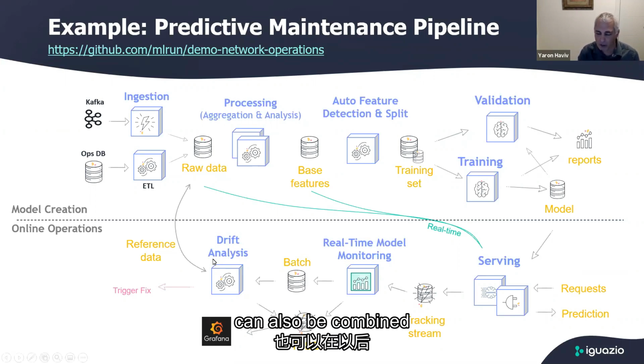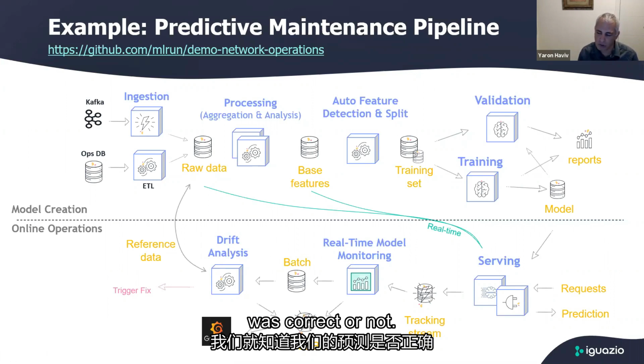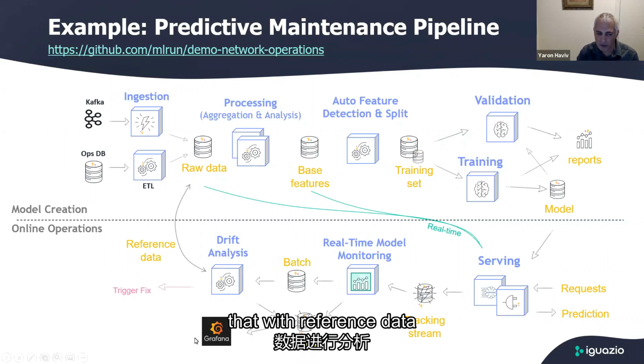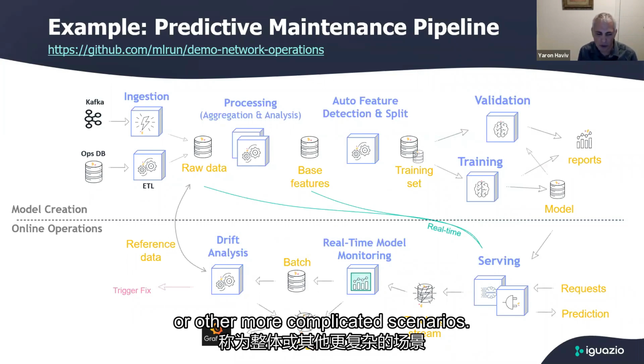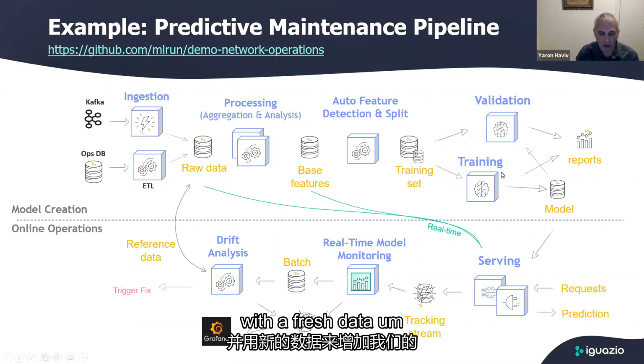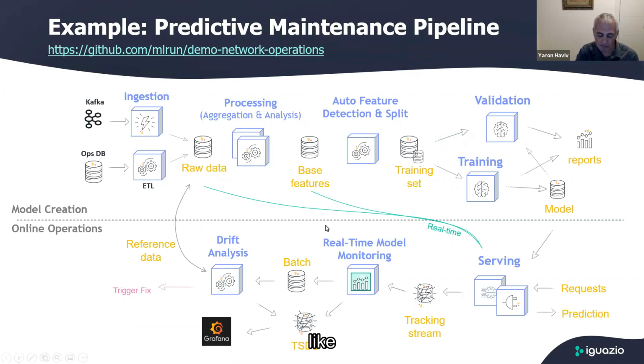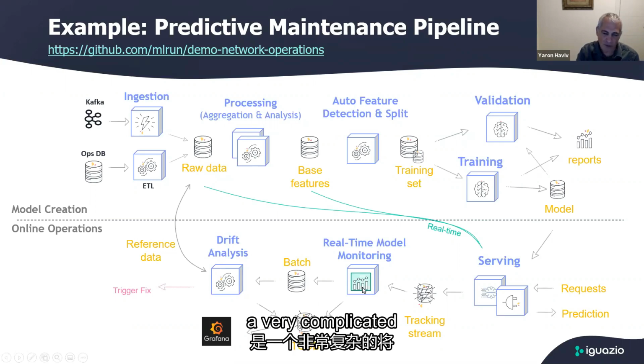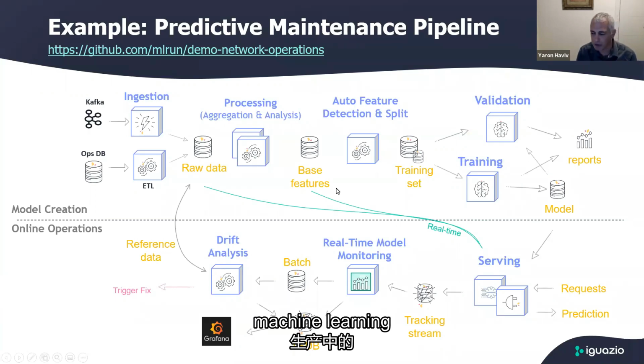And this can also be combined later on with real data. After we've made some prediction, after a while, we know if our prediction was correct or not. And we can analyze that with reference data and measure how well behaved our model is. In many cases, we actually don't serve a single model. We serve things called ensembles or other more complicated scenarios. And we can essentially say, you know what, this one has better performance, let's prioritize that, let's give it a bigger weight, etc. Or we may need to retrain the model and feed it with fresh data that increases our accuracy. So what you see here is a very complicated flow of delivering machine learning into production.